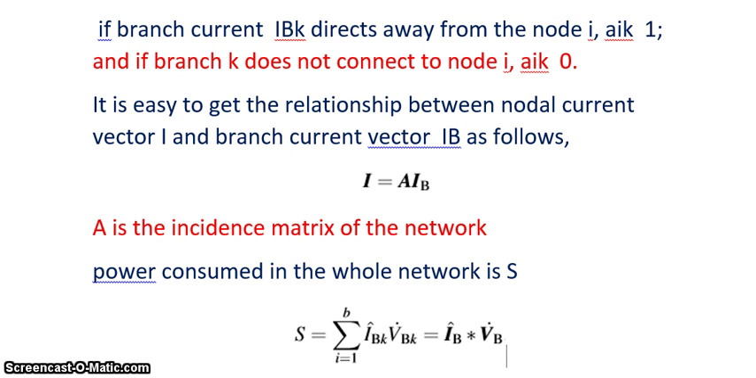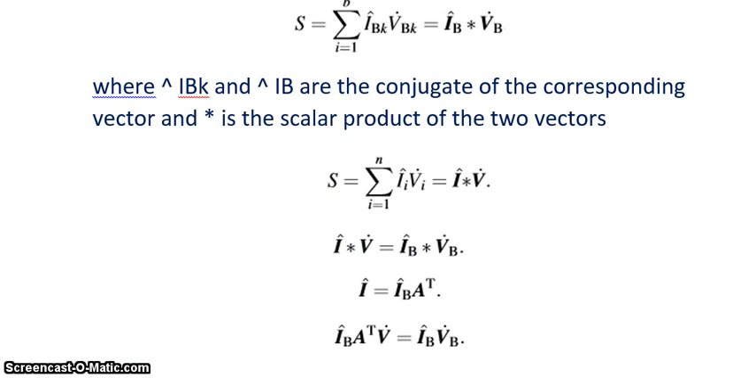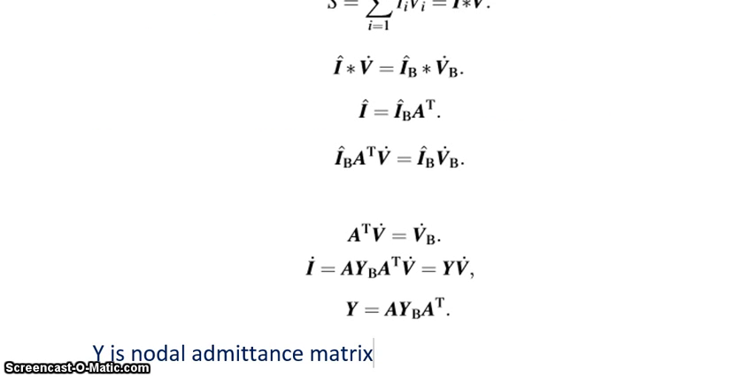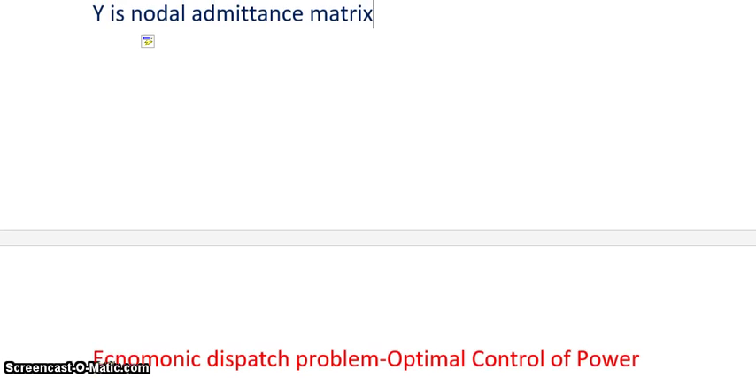Power consumed in the whole network is given by S equal to the summation of Ibk conjugate times Vbk, which is IB conjugate transpose into VB, where the conjugate terms are the conjugates of the corresponding vectors, and the star is the scalar product of the two vectors. So these would be the equations, and finally we can come to the equation, after simplifying, Y equal to A YB A transpose, where Y is the nodal admittance matrix. So thank you.